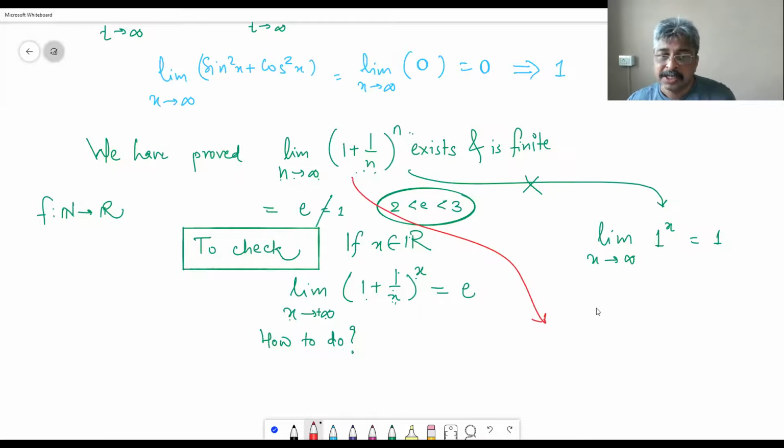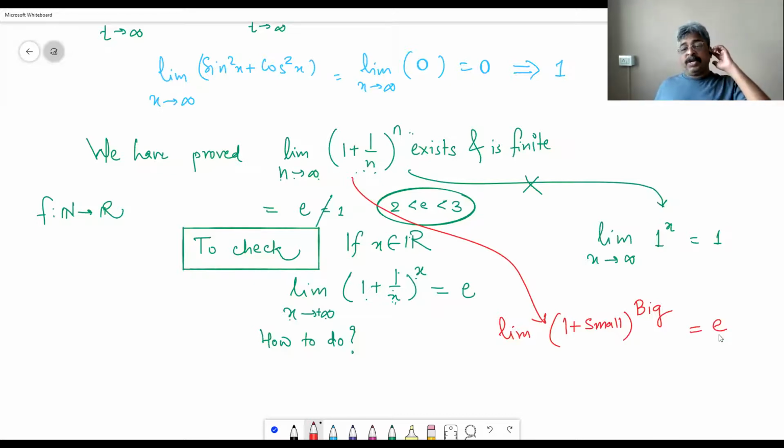This is 1 plus small raised to big. This limit is equal to... 1 plus a small raised to big is e. So this small is small. It is not 0. That is very, very important. And therefore this bracket is not constant. It is dynamic. It is definitely greater than 1 every time.